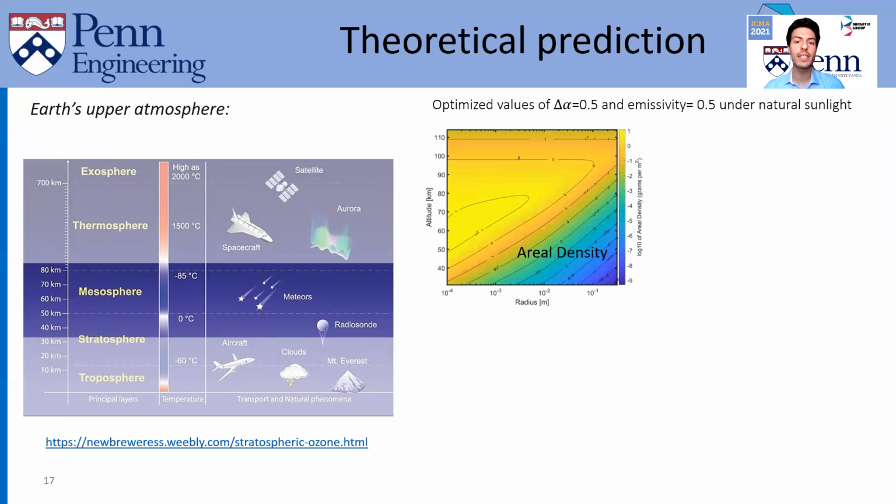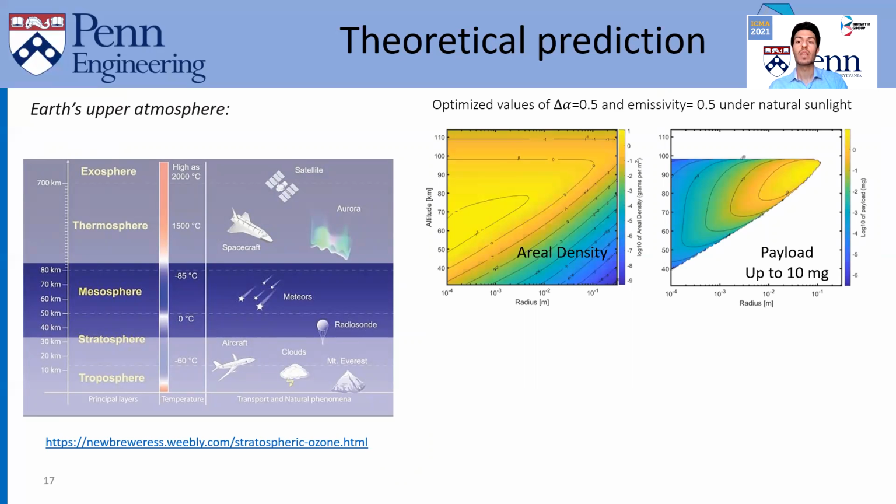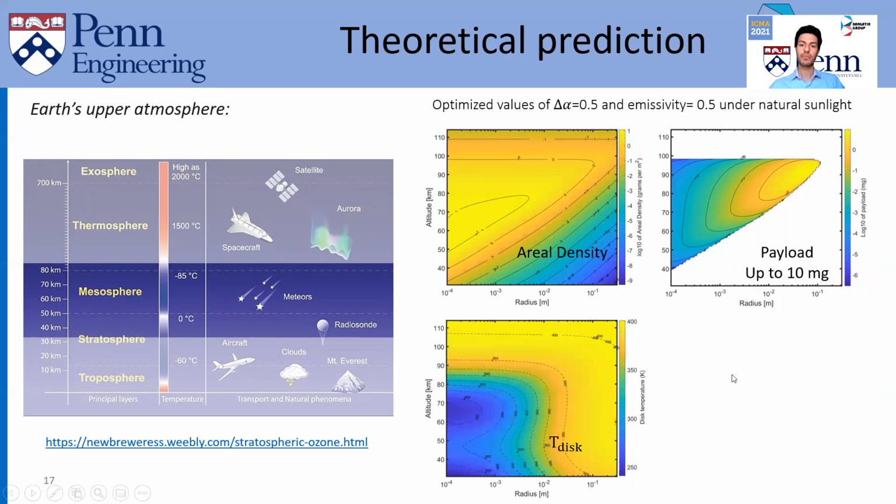So we found the areal density of the objects that we can levitate as a function of altitude and the radii. And we found that we indeed can use this new mechanism of flight for macroscopic objects, with radii somewhere between 1 centimeter and even 10 centimeters, to lift off not only the sample itself in high altitudes, but also payloads of up to 10 milligrams.